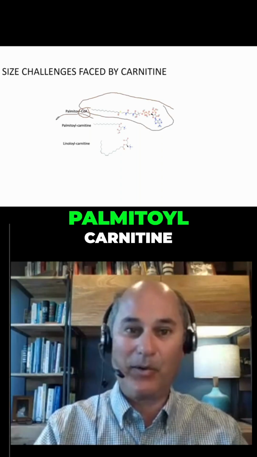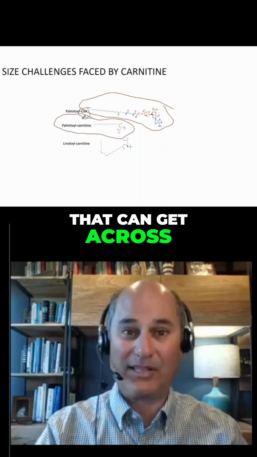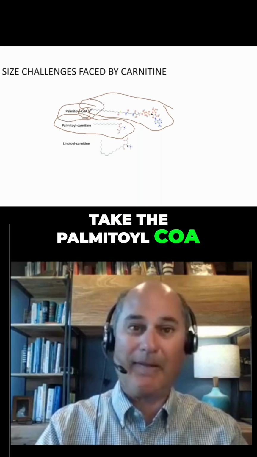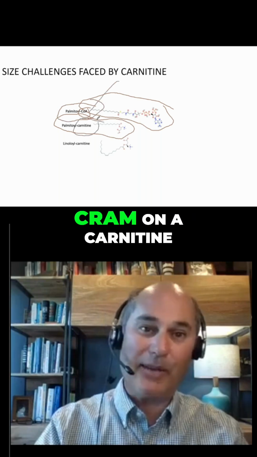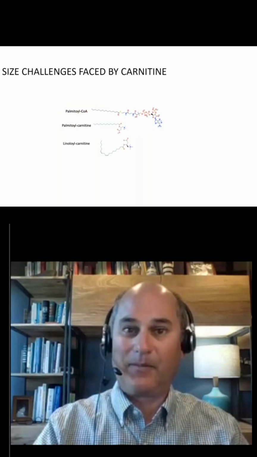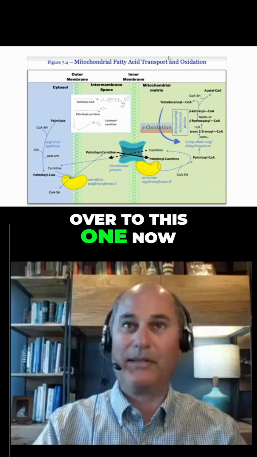But you see the palmitoyl-carnitine? See how teeny tiny that is? That can get across. This is the whole problem. Your body has to take the palmitoyl-CoA, knock that CoA off, cram on a carnitine so it can get through the membrane. It's just a size problem. That's it. So let's go back over to this one now.